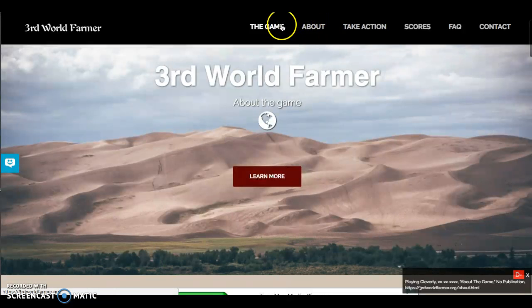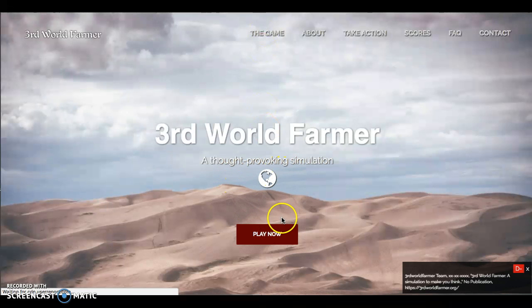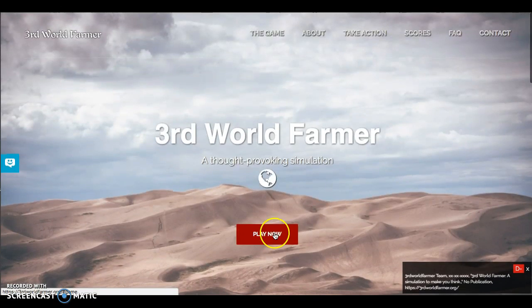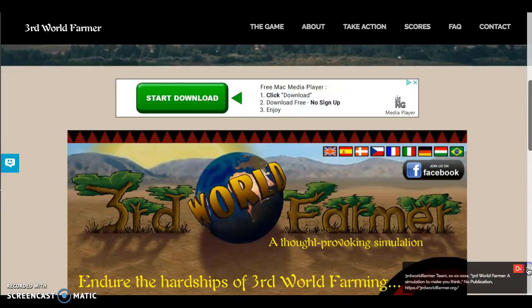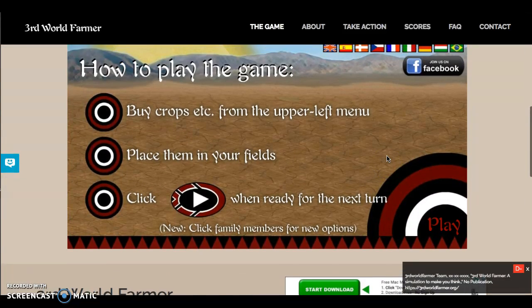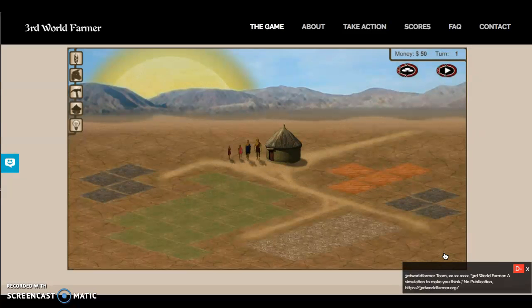Let's go up. When you're ready to start playing, you just click the game, and you can see it is a thought-provoking simulation, and you hit play now. And you're ready to play. How to play the game: buy crops and so on. Place them in your fields and click play when you're ready for your next turn. Your next turn is like your next level.